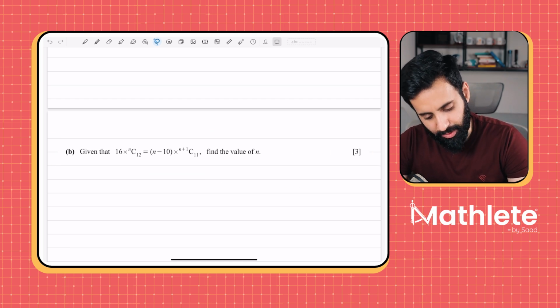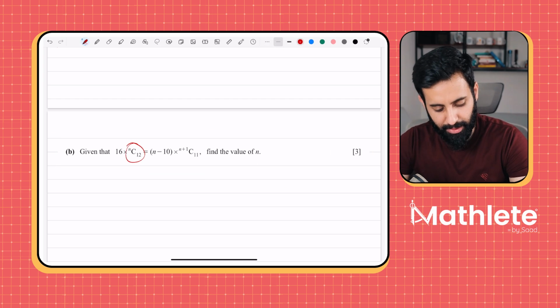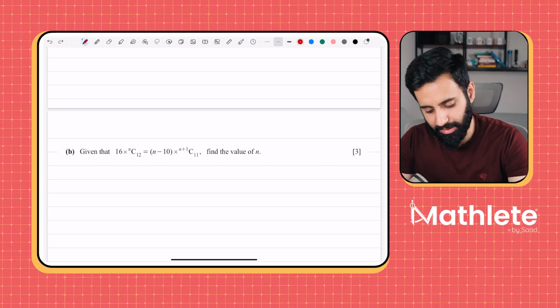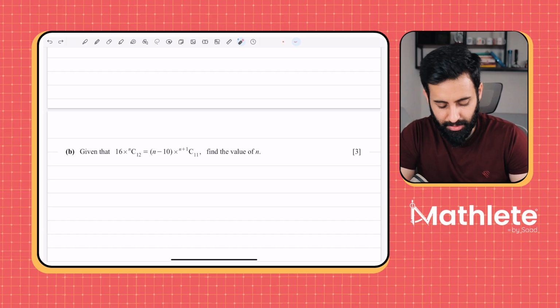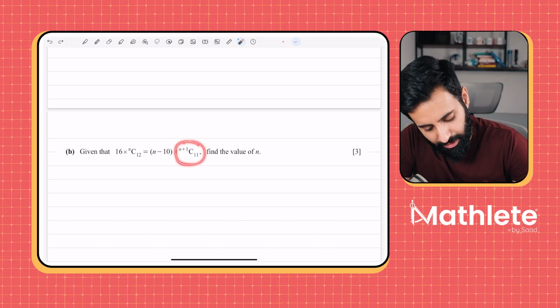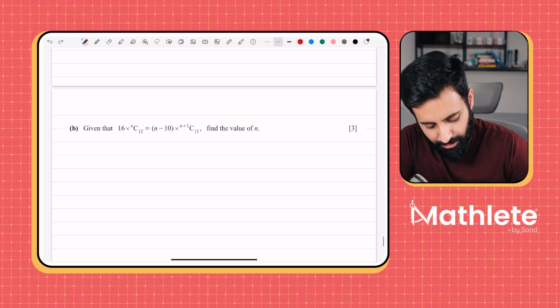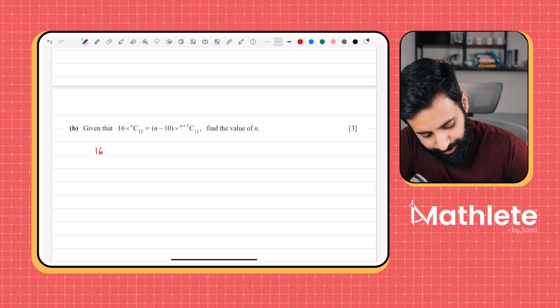Well, very simple. Notice that we have NC12. So if I use the same approach, meaning n into n minus 1 into n minus 2, I'll just keep on going forever. I could do it, but it's just going to take very long. And then here also we have n plus 1 C11. So it's going to take us a while if we don't use the formula. So let's use the formula.